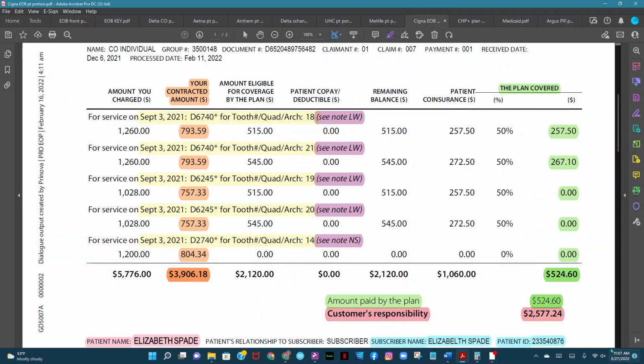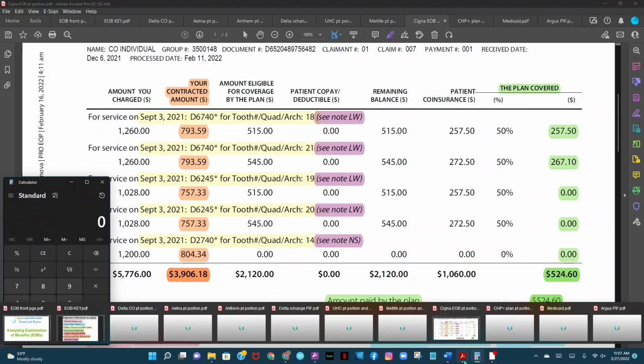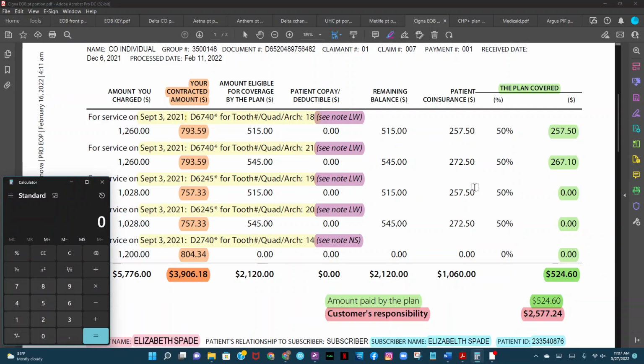So the way to find out the totals of everything is to double check the numbers. So bring up our calculator here. We're going to do the amount paid by the plan, which is $524.60, plus customer responsibility, which is 2,577.24. Okay.